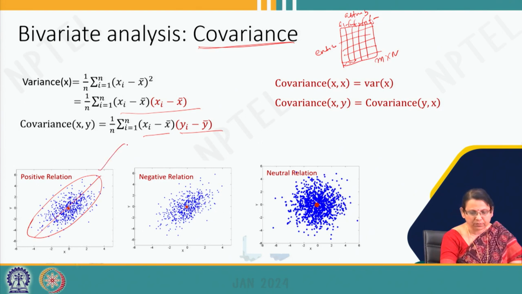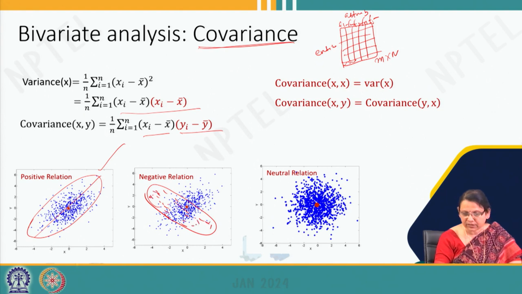So, this is a positive relationship. Oh sorry, I probably made a mistake. These points would have been like this. This is the negative relationship. Suppose the points would have been like this, this would be the negative relationship, and here you cannot say anything about the relationship. So, this is a neutral relationship.